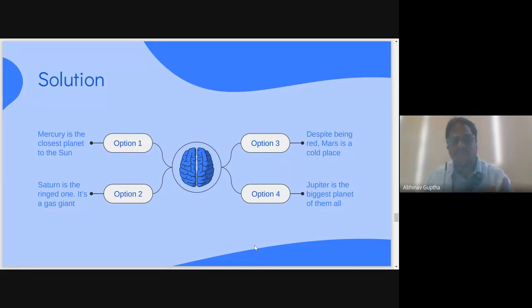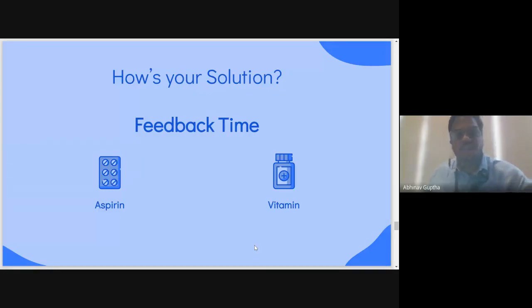So there are n number of solutions around it. So in the next slide, what you can see is, you can see there are n number of solutions you have. So you don't select the solution by yourself. You go to your user.